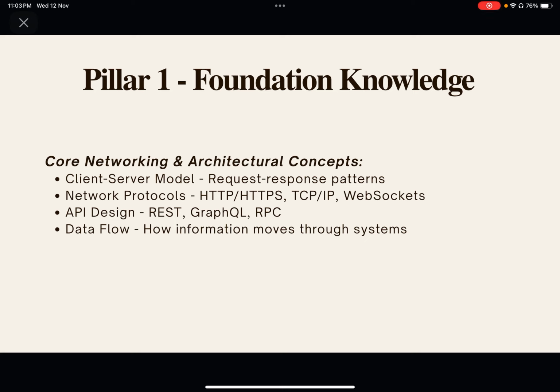that underpin every distributed system you will ever design. The client-server model teaches you about request-response architectures, like how a client requests data and how servers respond. Then network protocols like HTTP, TCP, IP, and WebSockets define how systems communicate, and API design principles help you create interfaces between components. And understanding data flow shows you how information traverses through your system. Without these fundamentals, everything else becomes shaky. These concepts form the bedrock of system design.